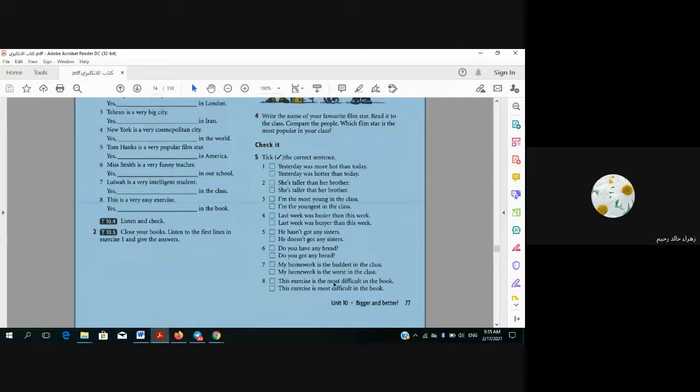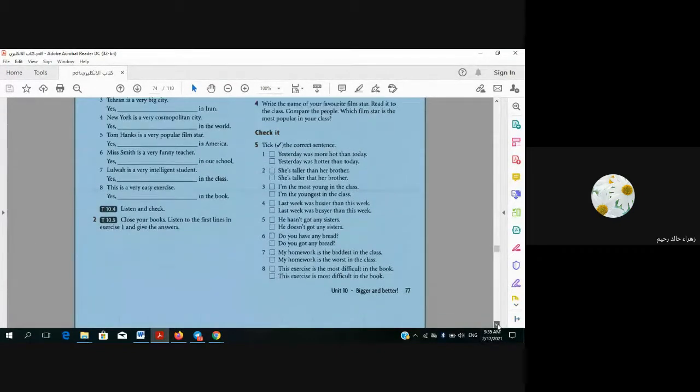This exercise is the most difficult in the book. This exercise is most difficult in the book. Yes, this exercise is most difficult. So this exercise is the most difficult in the book. The first one.